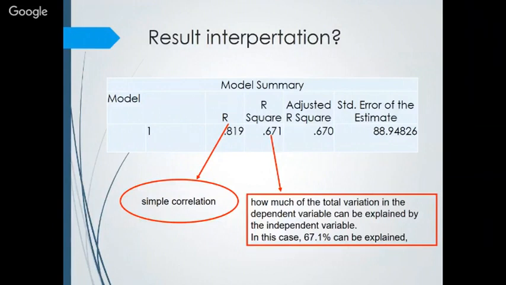We can convert it into percentage terms, that is 67.1. It says that the regression model explains around 67% of the variation in the dependent variable, explained by the independent variable x.